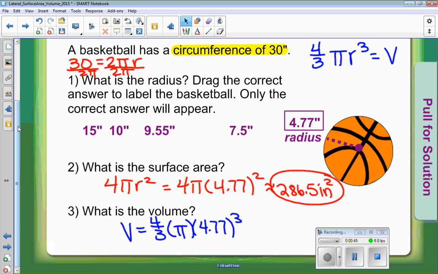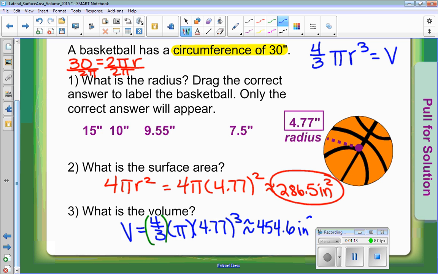You can again use the fraction button on your calculator for the 4/3, or just make sure that you put it in its own parentheses. That's important, okay? I'm going to practice using my 4/3 button on my calculator. So 4/3 pi, and then 4.77 to the 3rd power. So 454.6? Does that look about right to you guys? Okay, good. And what are my units here? Inches cubed. Perfect. Excellent.